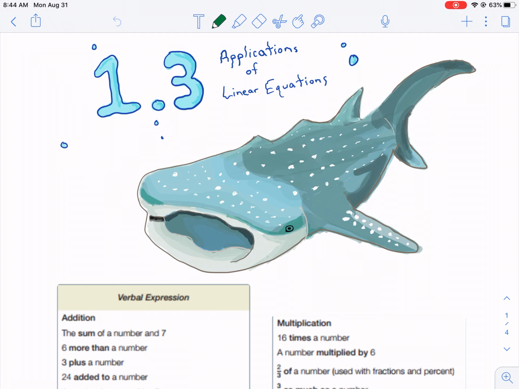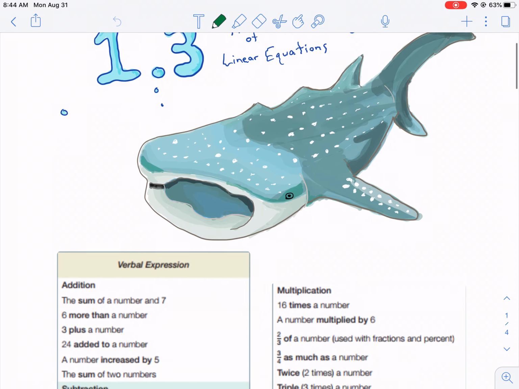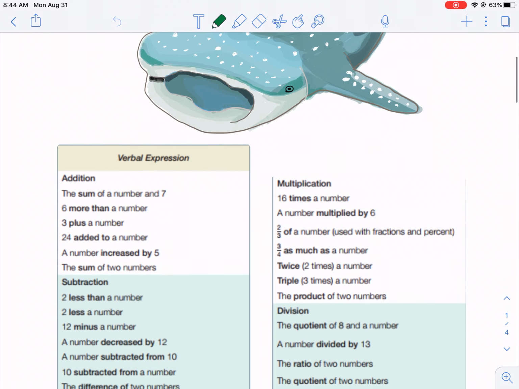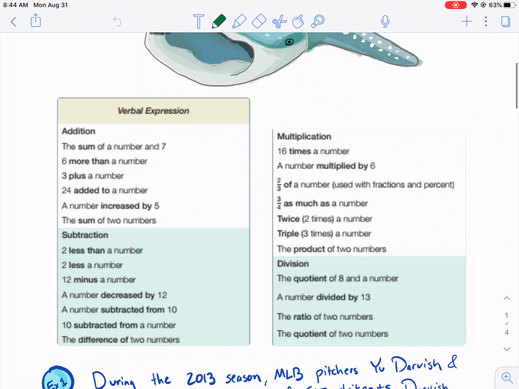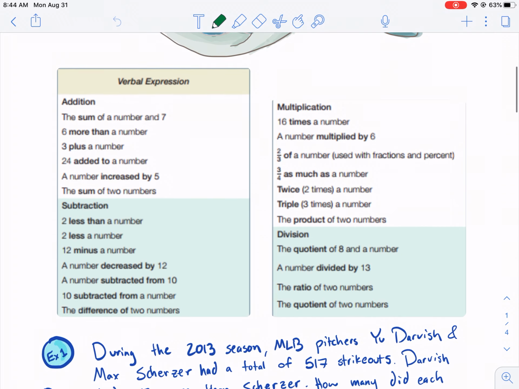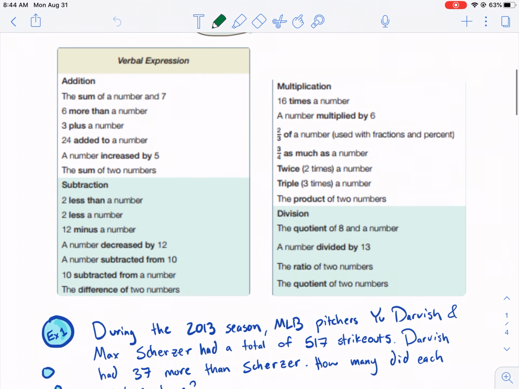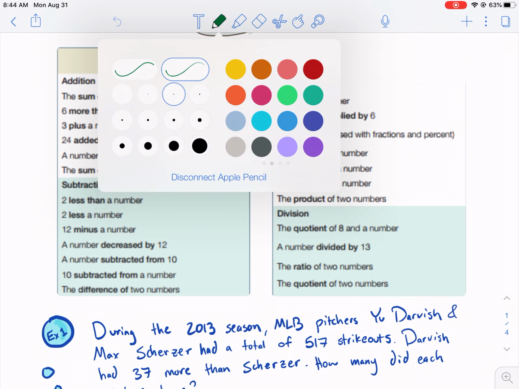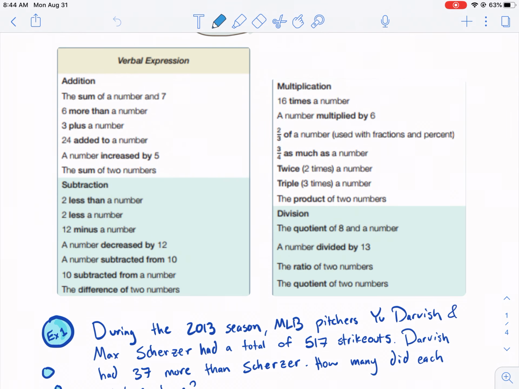If you haven't figured it out already, I love the ocean and love marine life, and that's why this whale shark is drawn here. This section is all about translating mathematics into words, into real-world situations. I know word problems are a trigger for a lot of people, but we're going to try to break it down and make it a little bit more bearable for each and every one of you, okay? So let's go ahead and jump right into it.